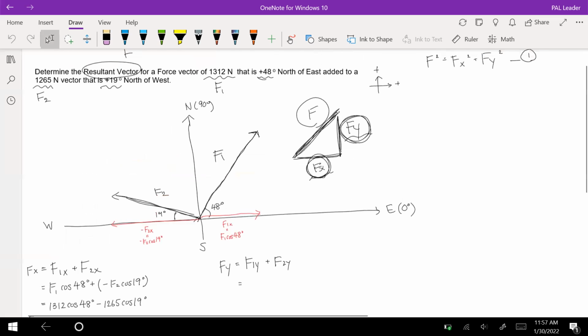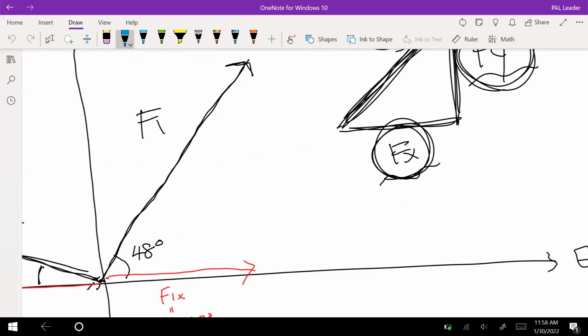F1, the y component of this diagonal F1, looks like this, right? This is going to be F1y. We can also express that using trigonometry. It's this diagonal F1 and this opposite side, so it's going to be sine. F1 sine 48 degrees, and it's going to be positive because it's going up.